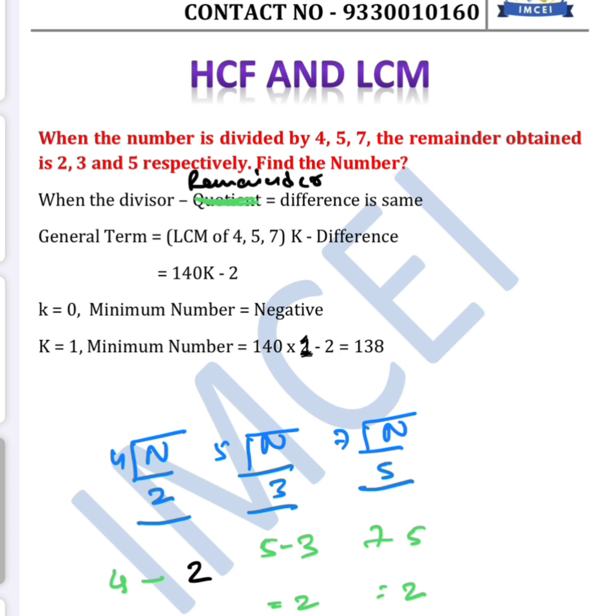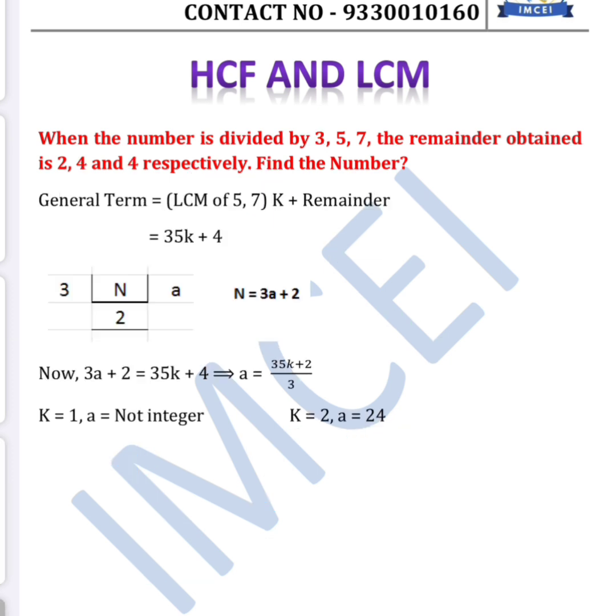In this case, the general term will be LCM of the divisors into k minus the difference, which is 140k minus 2. Now first we will put k equals to 0. The minimum number is coming minus 2, which is negative, which is not possible. So now we put k equals to 1 and we are getting 138, which is the positive value. So that means the first number is 138.